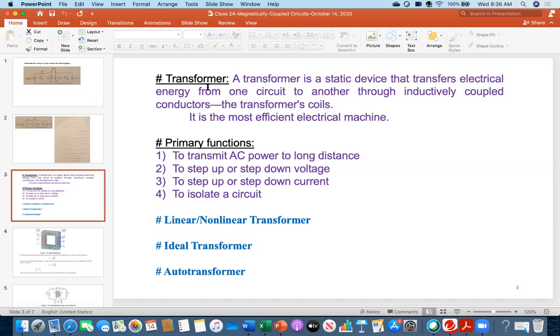So what is the function of the transformer? I have written here: the transformer transmits AC power over long distances. A transformer can step up or step down voltage.